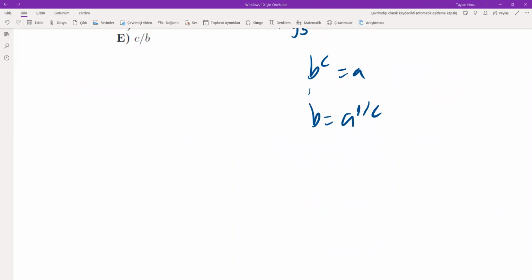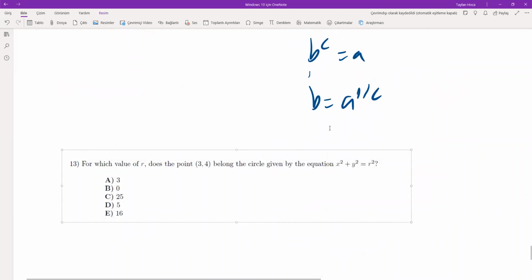Okay, so sometimes a question can seem very difficult, but the solution is very simple. For which value of R does the point (3, 4) belong to the circle given by the equation x squared plus y squared equals R squared? Oh, circle equation, very difficult, I don't know. But the solution is in fact very, very simple. So let me take your answers via chat. Tell me, what do you think?